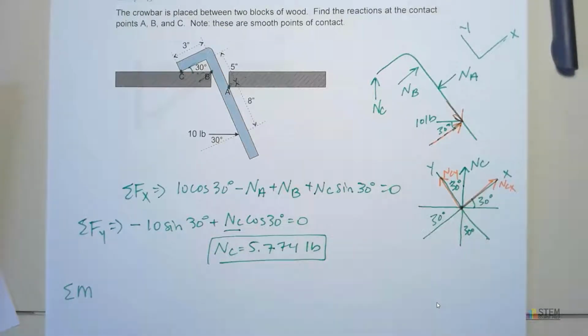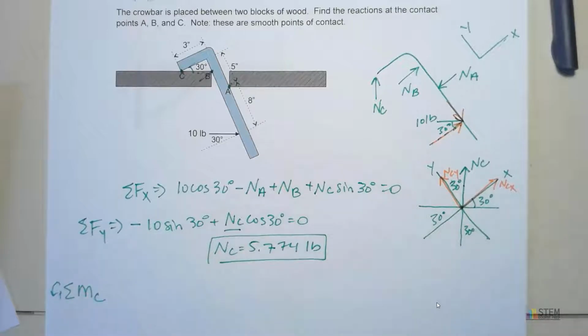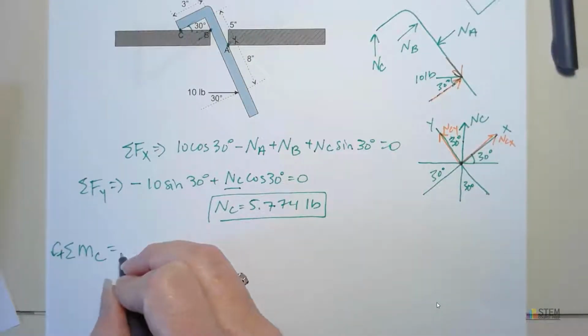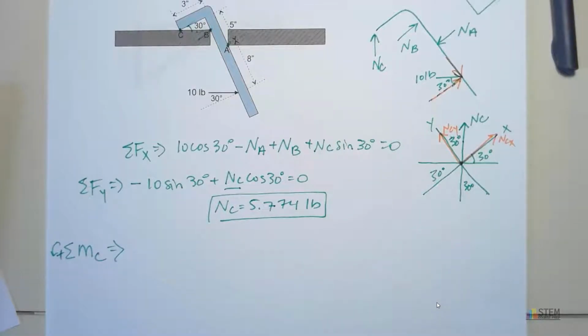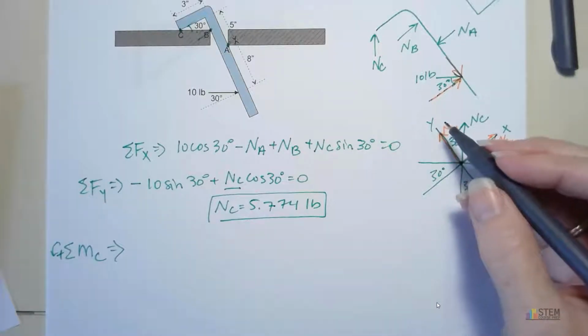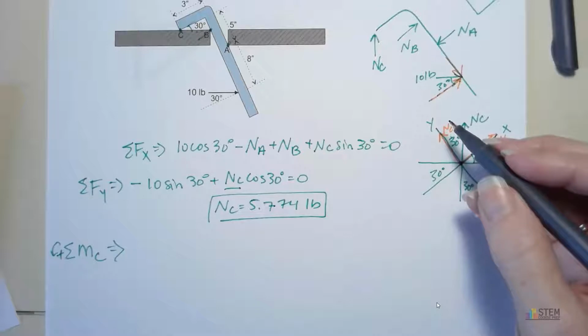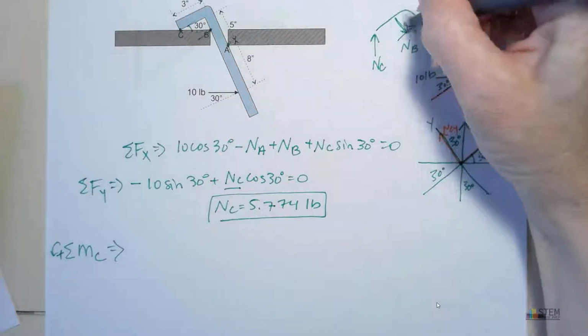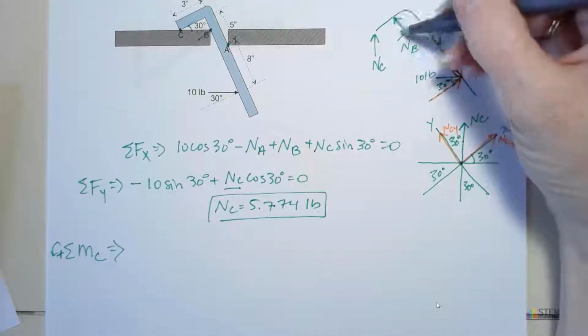So let's do a moment. You want to pick a point that has forces going through it. Makes it easier. I just went ahead and picked point C. And I'm going to say counterclockwise is positive. So now that we have that, let's find our moments. First, we need to find the moment due to NB, because this is a distance away. We've got this distance right here. That's the distance we need to travel.